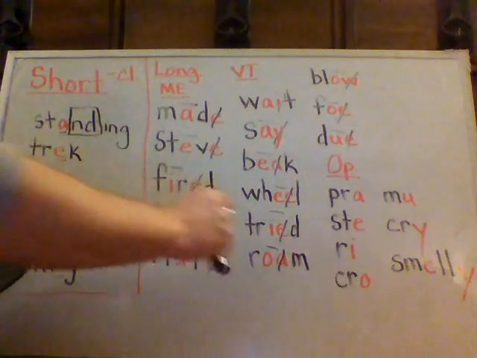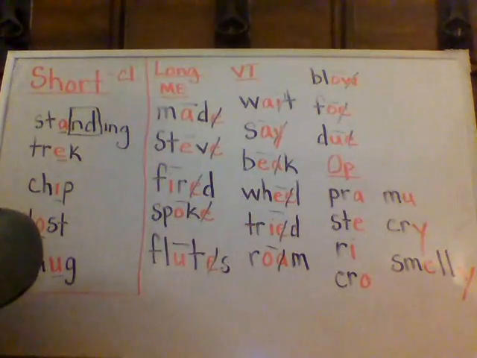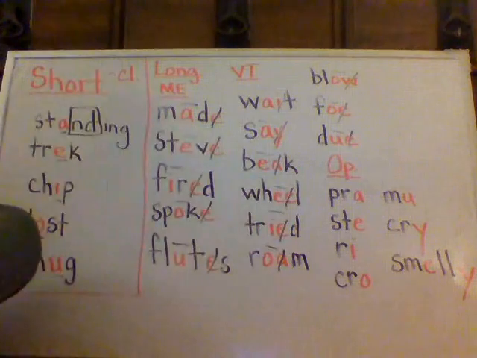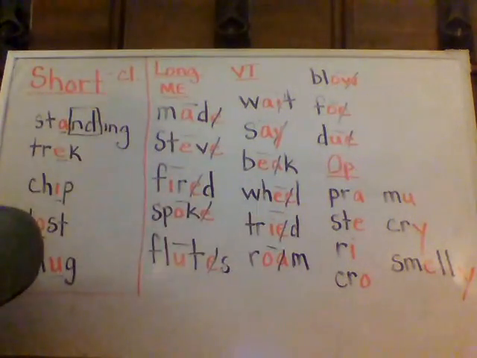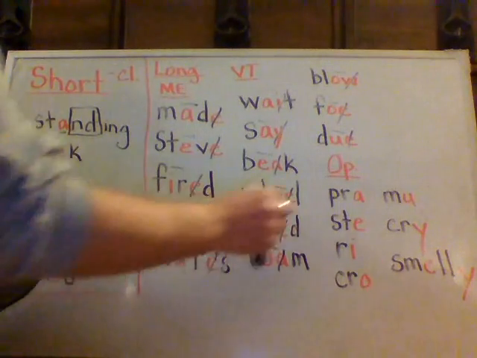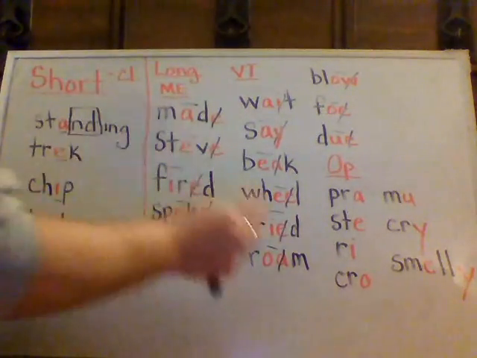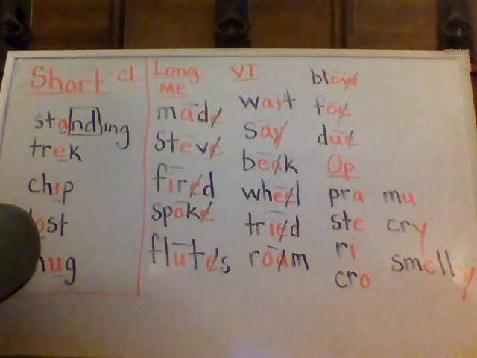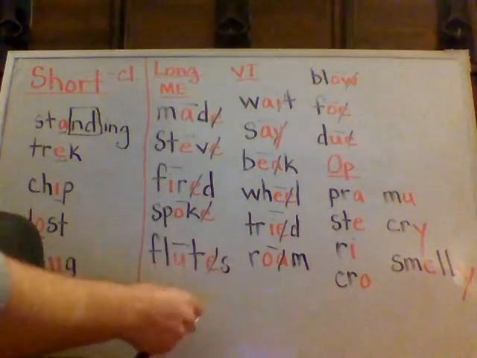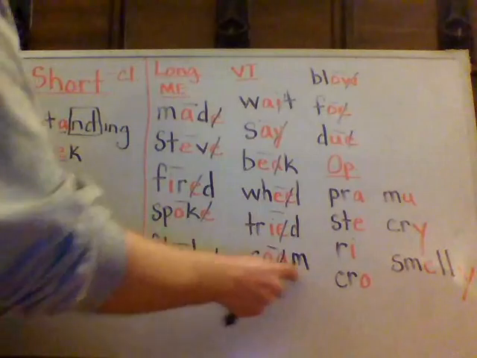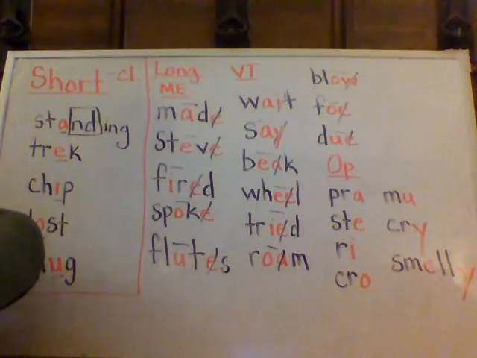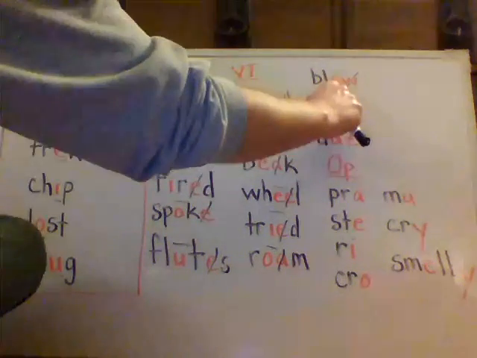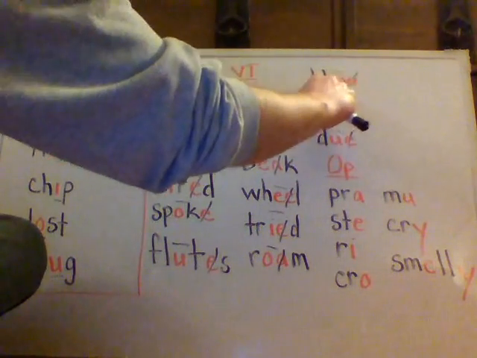wheel. IE together will be long I. The I is first, so let's read this with I. Try. Now, IE can also be E, okay? But we're just going to do it for I right now. OA together will be long O. The O is first, so let's read this with O, Rome. OW together will be long O. That O is first. Okay, so let's read this with O, blow.